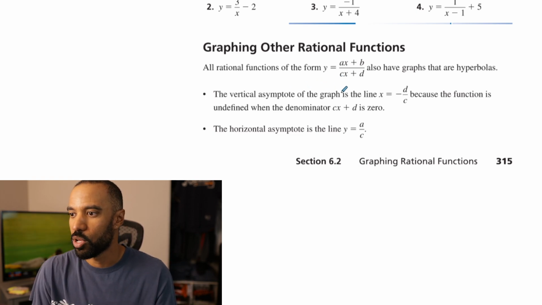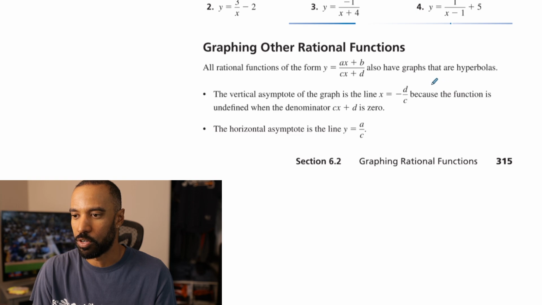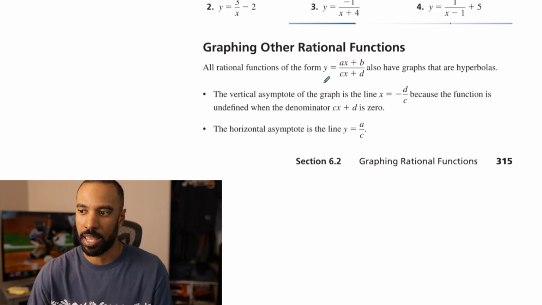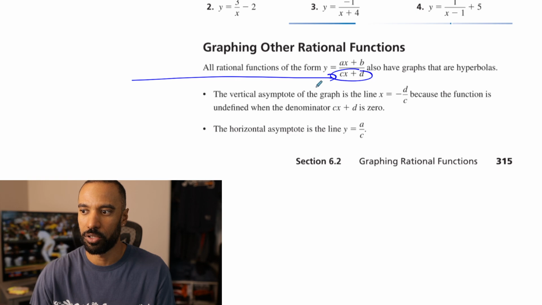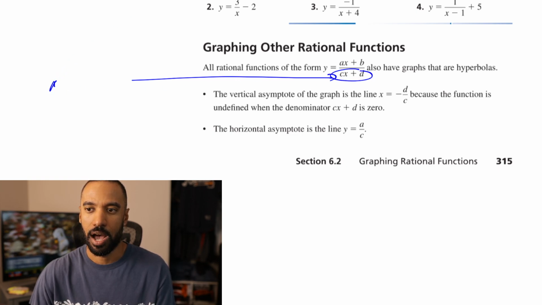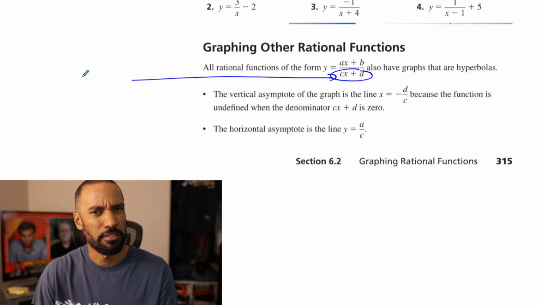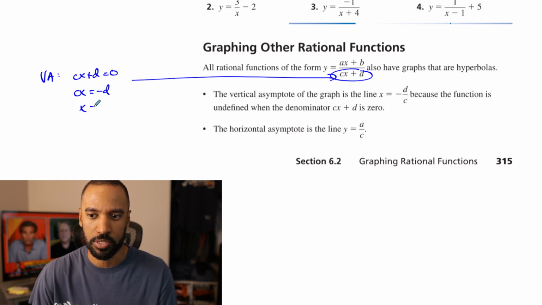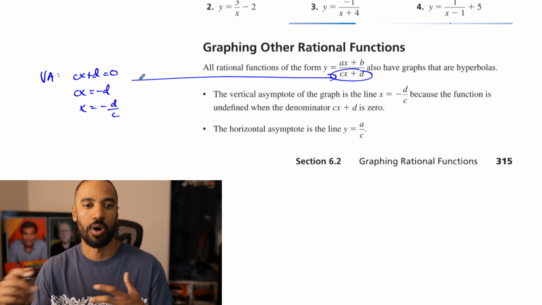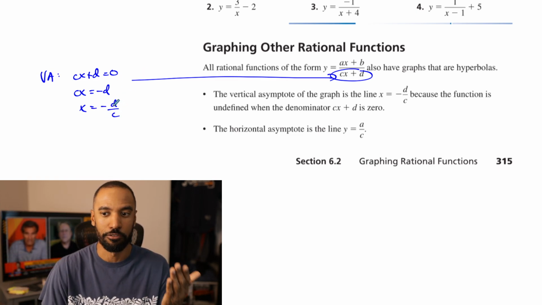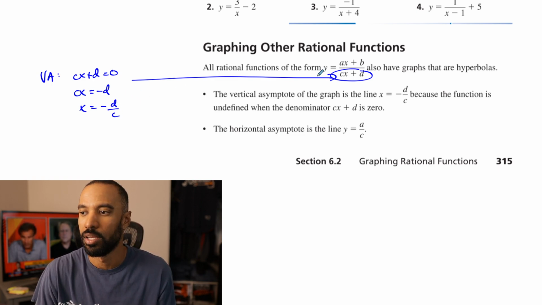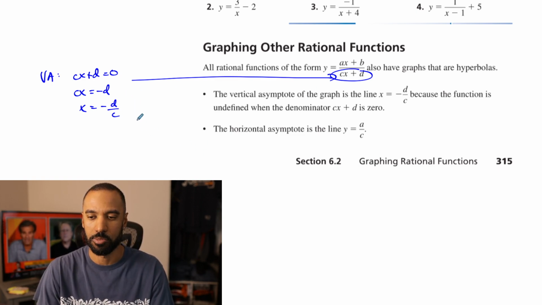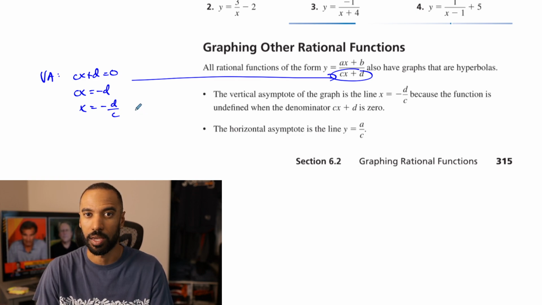They say the vertical asymptote of the graph is the line x equals negative d over c because the function's undefined when the denominator cx plus d equals 0. They're saying literally right here, and I'll probably be doing the same thing, as far as, I'm trying to think if I write domain first or vertical asymptote first. But either way, the vertical asymptote occurs where this thing equals 0. So you subtract d from both sides, and then you divide both sides by c. That's why they're writing this. Now, are we going to have cleaner numbers like negative 4 over 2 to make it negative? Yeah, probably. But we can still draw our vertical asymptote at that x equals equation.